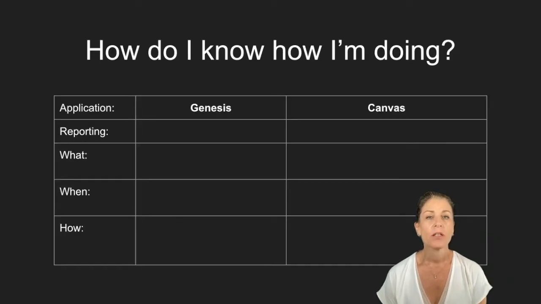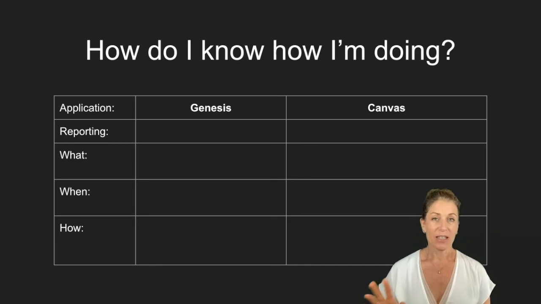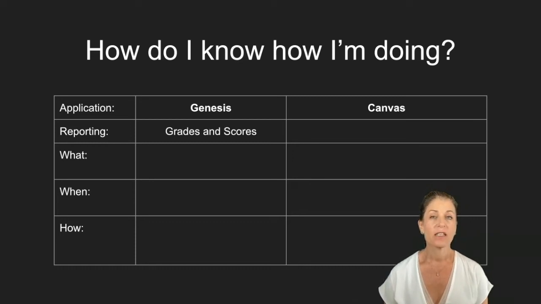The most common question I get from both parents and students: how do I know how I'm doing in this class if there's no grade? So there are 2 places to look: Genesis and Canvas. Genesis is the student information system that we use. In addition to student data such as address, contact information, and schedule, for example, it's a web-based recording system that teachers must use to report student grades.